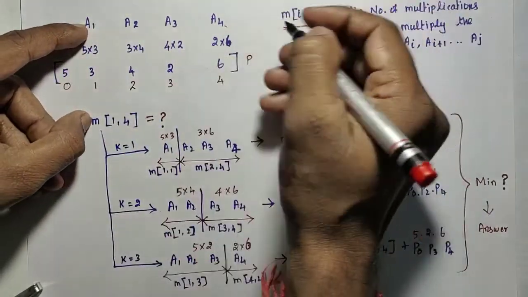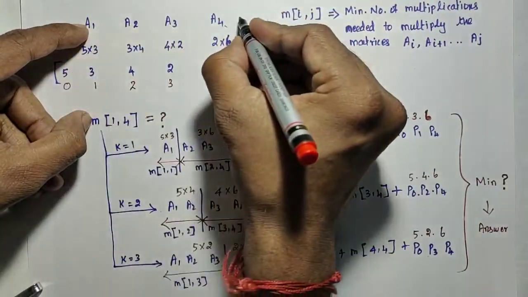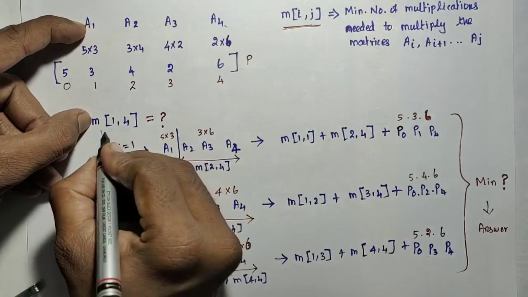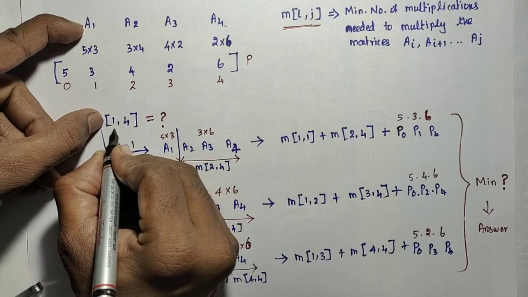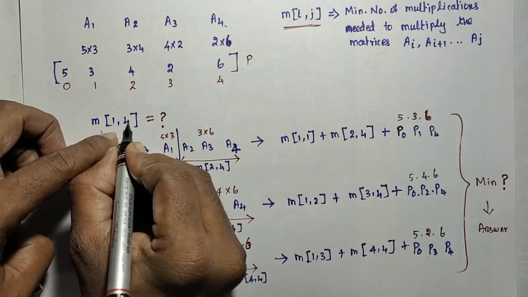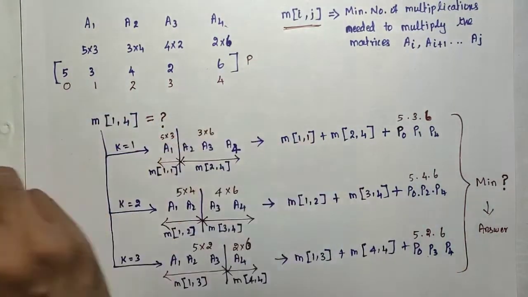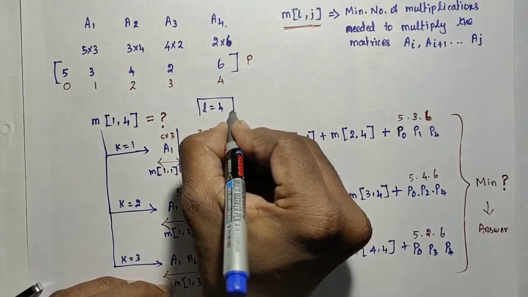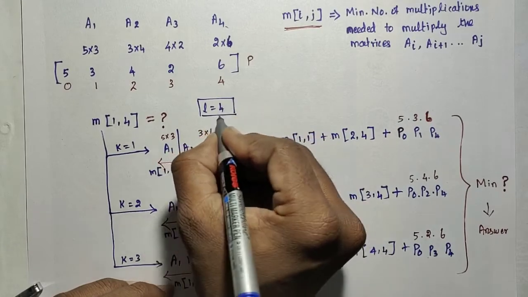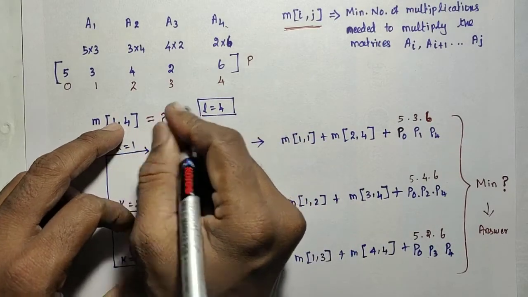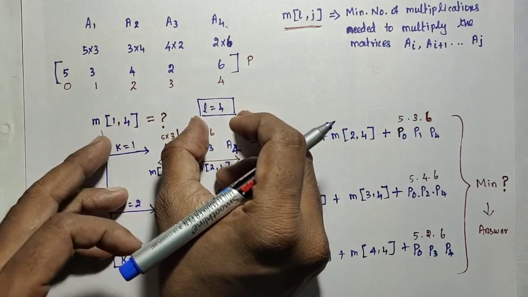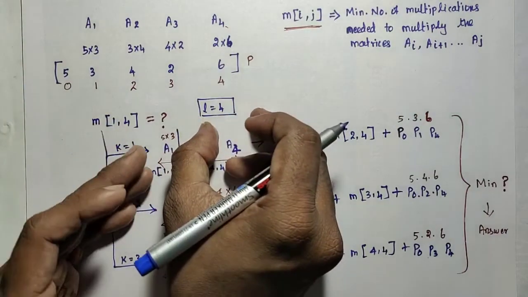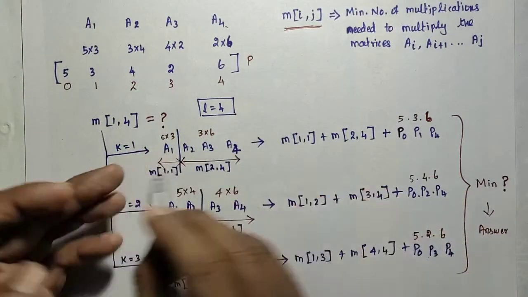that is a length equal to 4, number of matrices equal to 4. So we started solving the problem for length L equal to 4. L equal to 4 means the number of matrices to be multiplied is 4. That is our final result. So if we want to find that result for 4 matrices, we need to find these values.